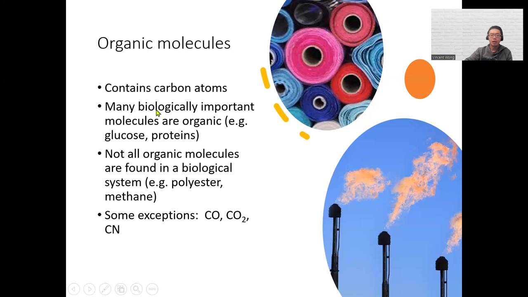Many organic molecules are biologically important. Things like glucose, which we'll talk about, and proteins are organic molecules found in the body. However, not all organic molecules are found in biological systems. A lot of organic polymers are used in everyday life. Polyester is the stuff that makes your windbreaker or jacket coating. Methane is another greenhouse gas, CH4. If you use non-stick frying pans, the Teflon is an organic molecule with carbon connected to fluorine. So a lot of organic molecules have nothing to do with the body, but they are still organic, because they contain carbon atoms.